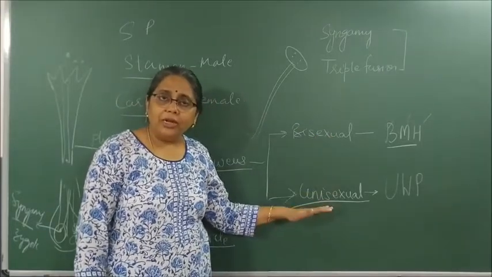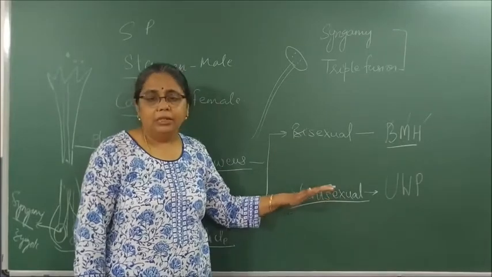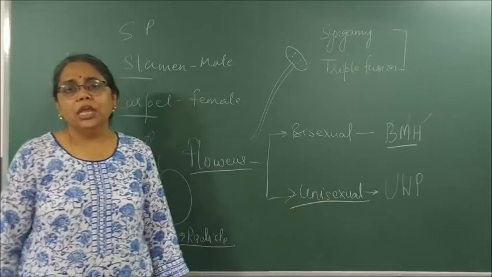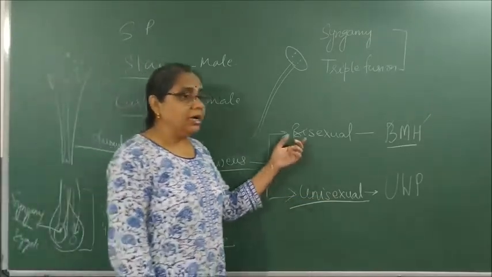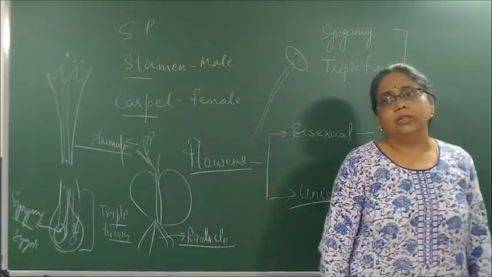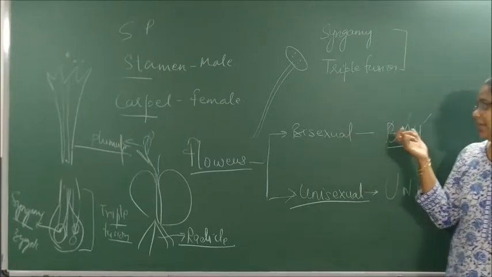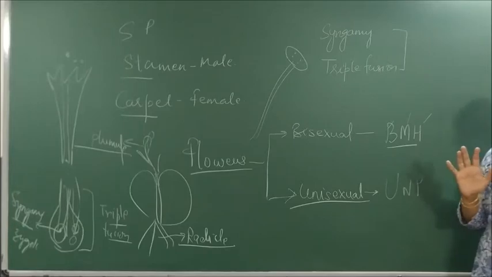We know that the flower can be unisexual or bisexual. If the flower contains either stamen or carpel, then it is called what flower? Unisexual flower, which is in case of watermelon and papaya. If the flower contains both stamen as well as carpel, then it is called as what flower? Bisexual flower, as it is in case of mustard and hibiscus.